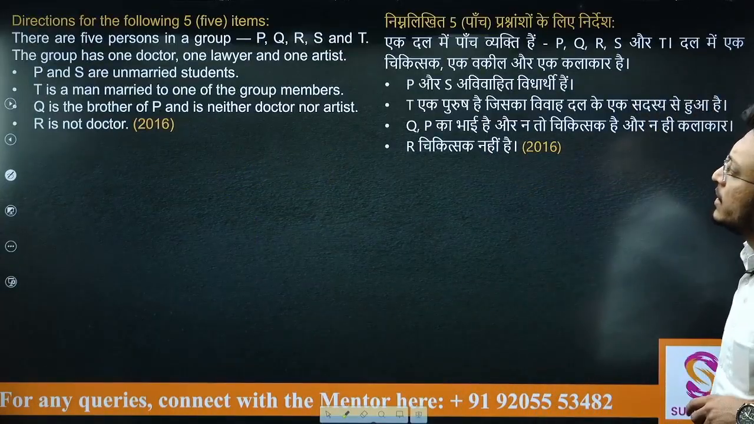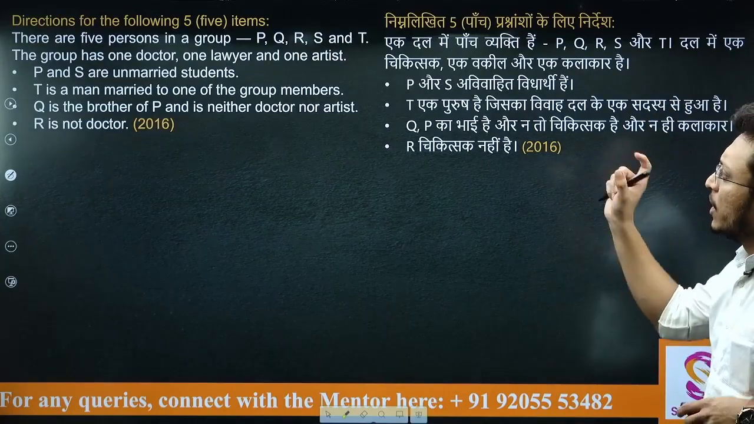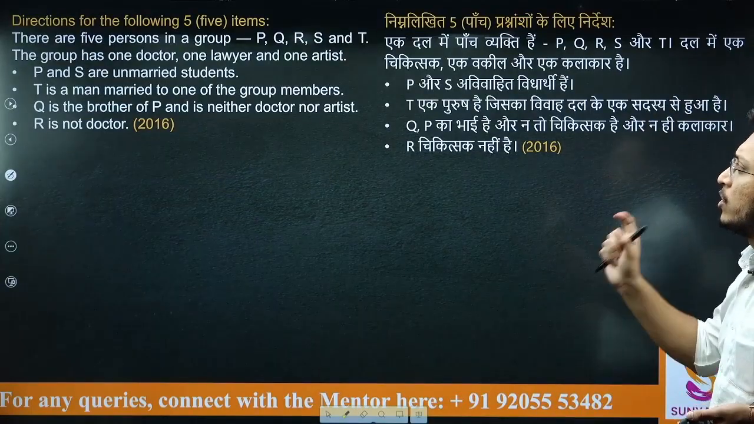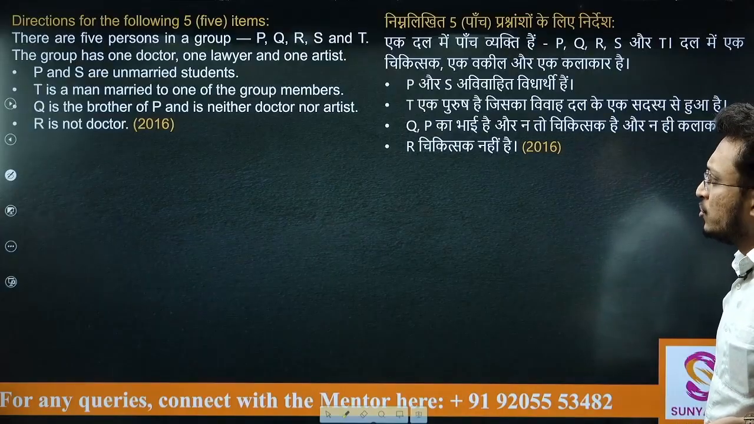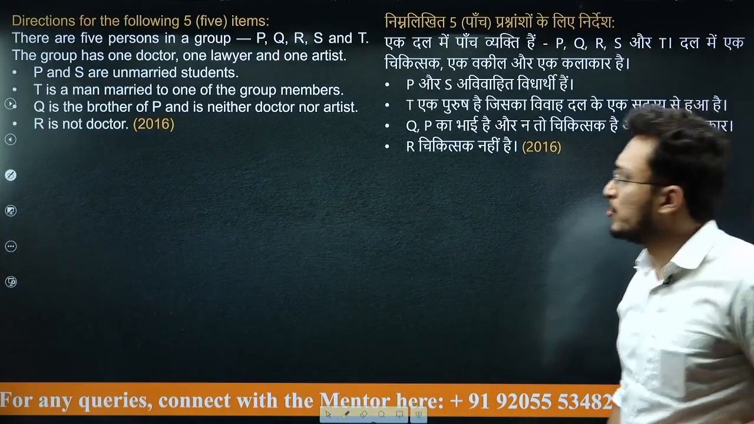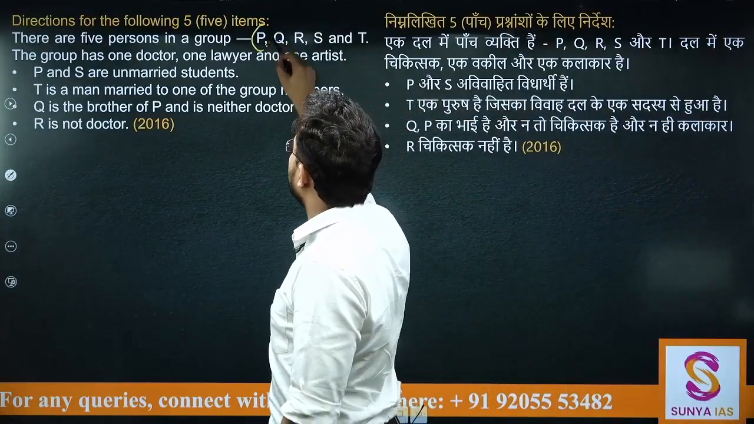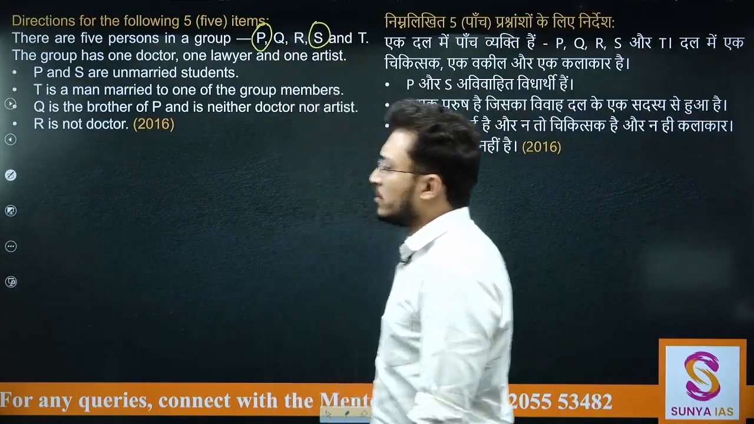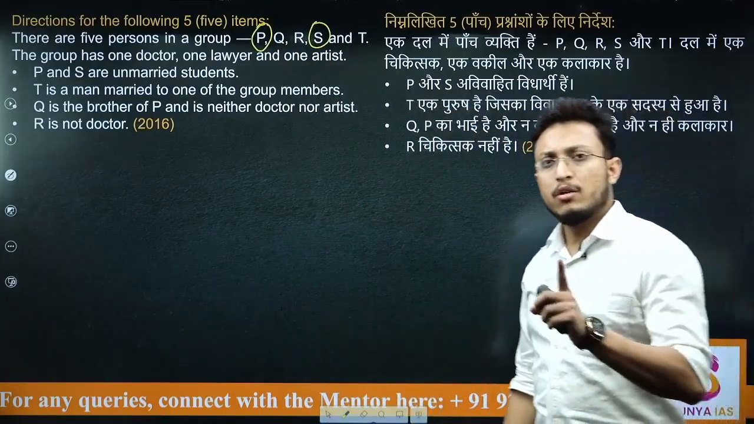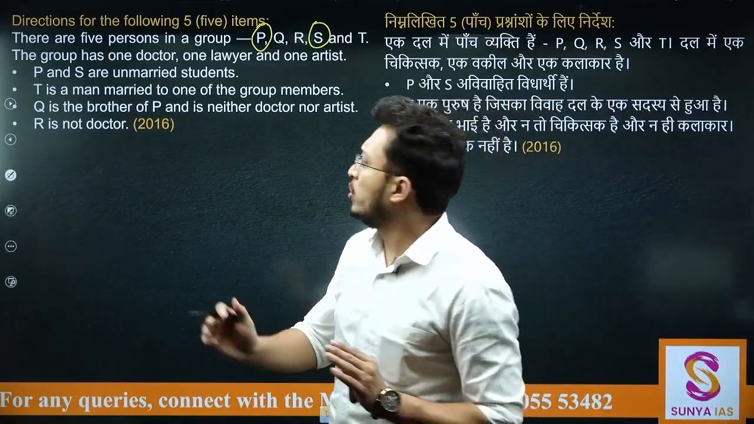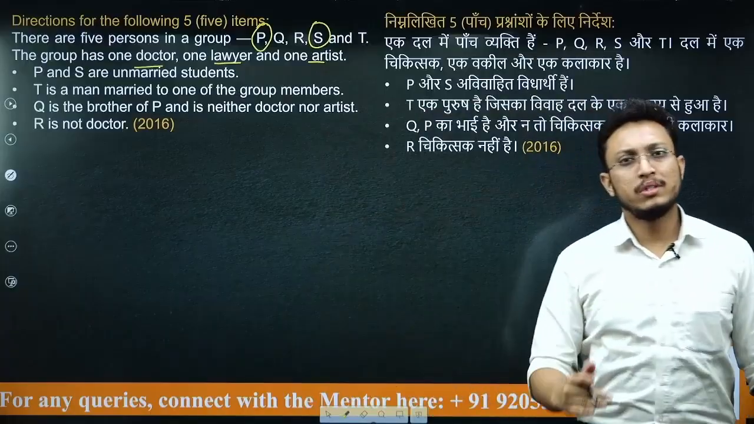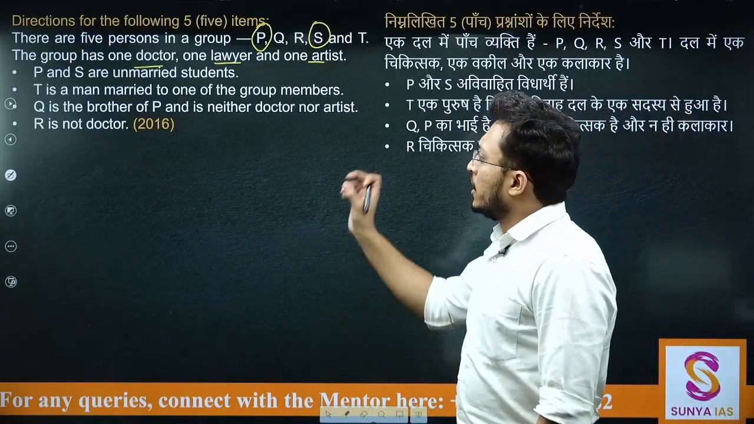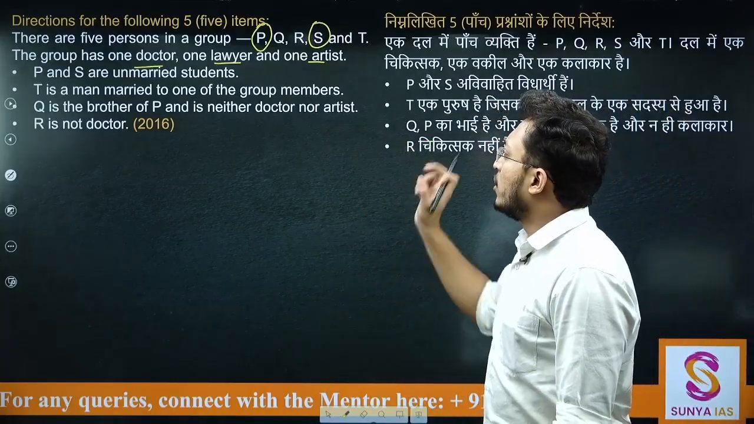Now it says that there are 5 persons in the group P, Q, R, S and T. The group has one doctor, one lawyer and one artist. This is given. P and S are unmarried students. So specifically we know that P and S are unmarried students. That means neither of P and S, P और S में से कोई भी डॉक्टर, लॉयर या आर्टिस्ट नहीं होगा. अनमैरिड है और स्टूडेंट से लिखा हुआ है. T is a man married to one of the group members.